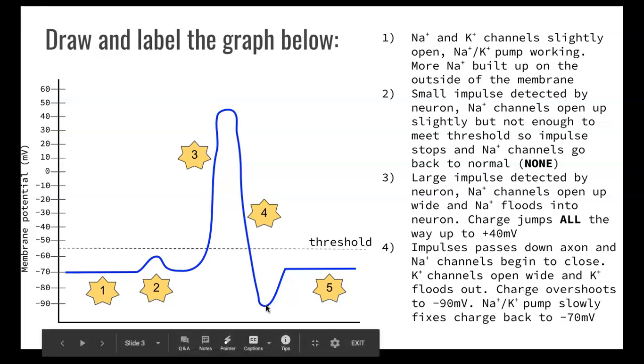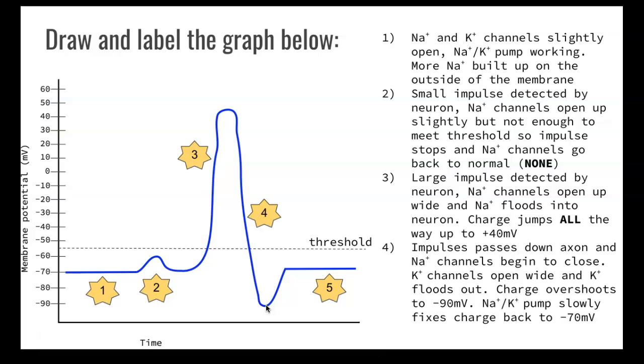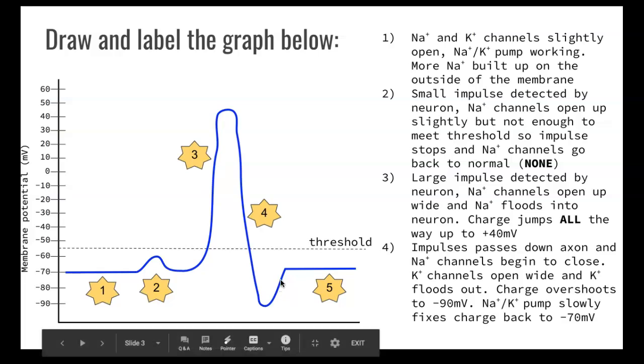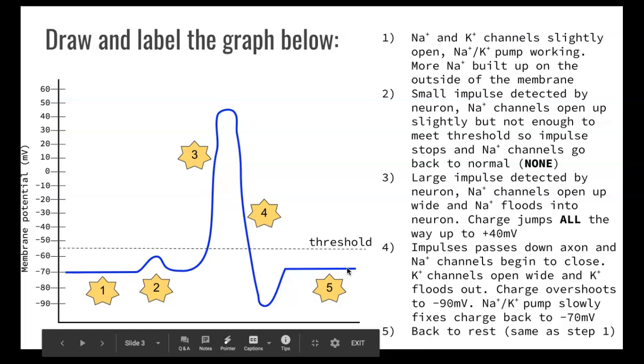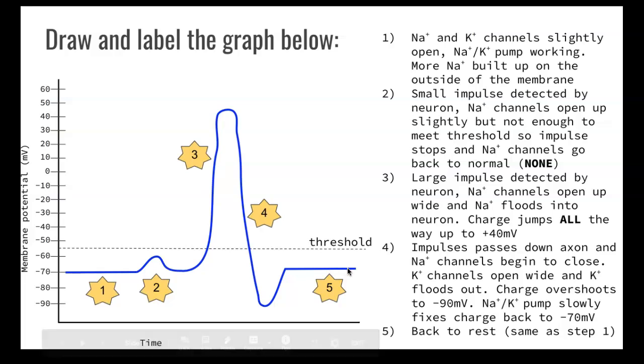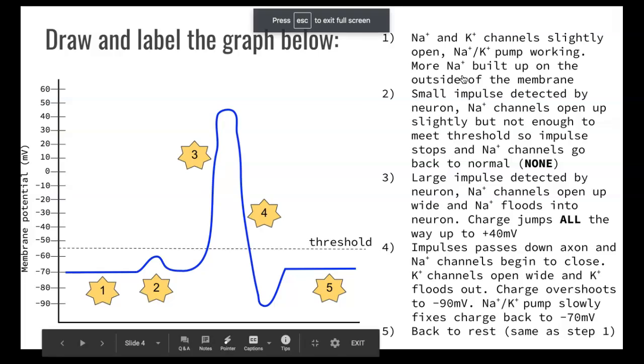So that's what's right here. And then the pump's going to kick in and slowly fix it back to -70. And that's when we're back at rest. So once we get back to rest, that means that if another impulse comes along that's large enough, it will go all the way up to 40 again. It has to go back to rest in order to receive the impulses again. So that's what's happening at the graph.